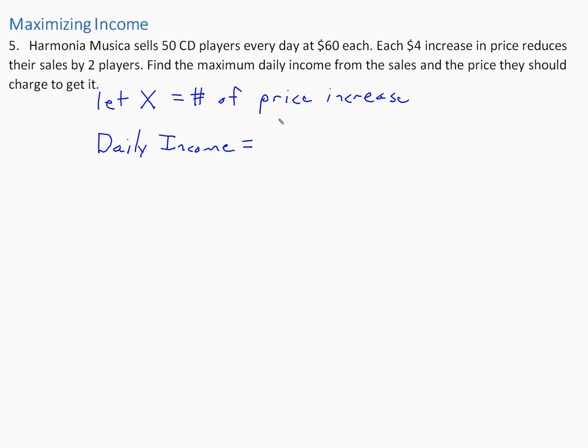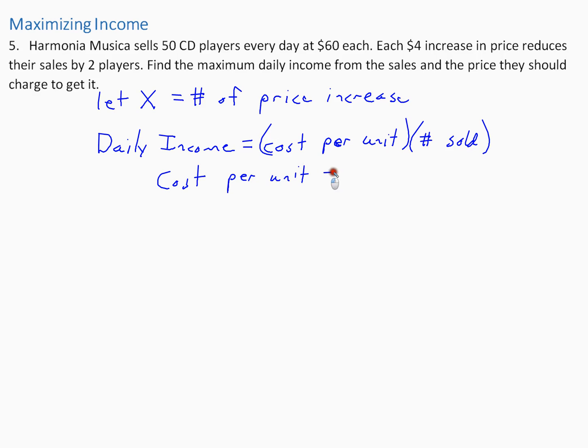The way that we can write that in words is we can write our cost per unit, so that would be our $60, times the number of units sold. That's going to give us how much is brought in each day. And so now we want to find what these things are in comparison to our price increase. So our cost per unit sold, our cost per unit.